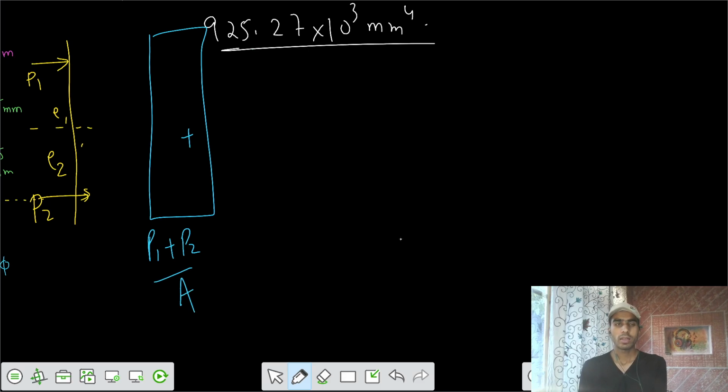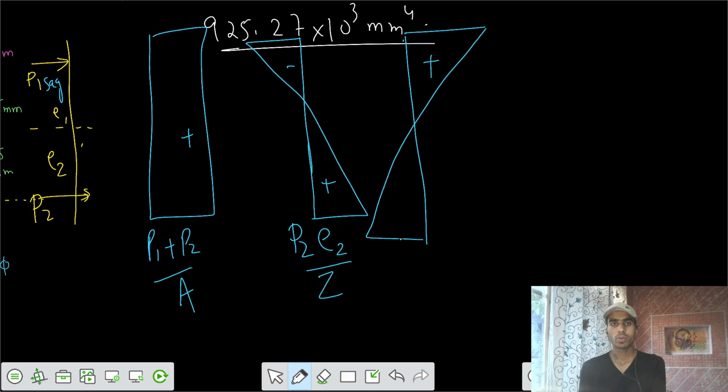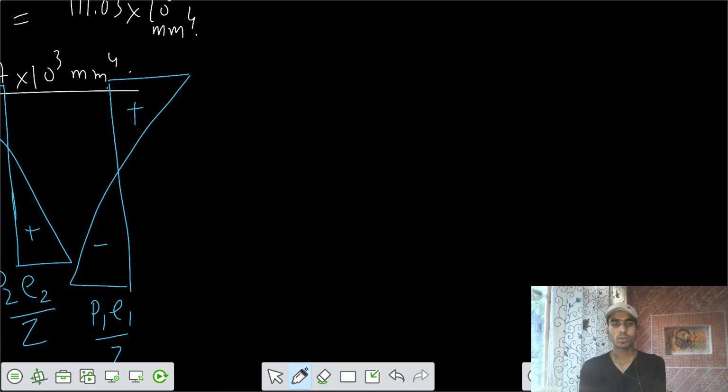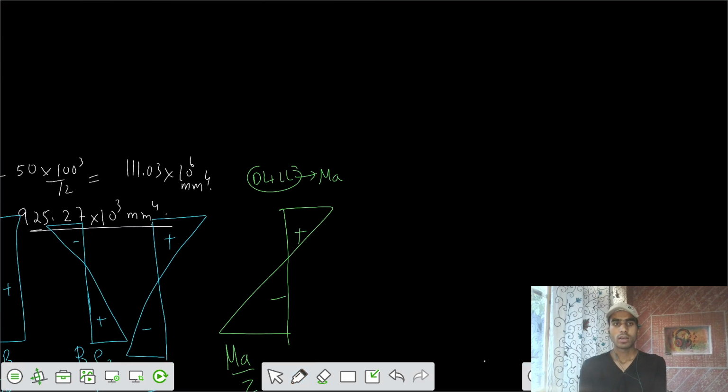After that, because of the effect of P2, top tensile, bottom compressive: P2 E2 by Z, negative, positive. And because of the sagging effect of P1, top compressive, bottom tensile: that is P1 E1 by Z. And because of the total dead load plus live load, which contributes to this moment MA, top compressive, bottom tensile, MA by Z.